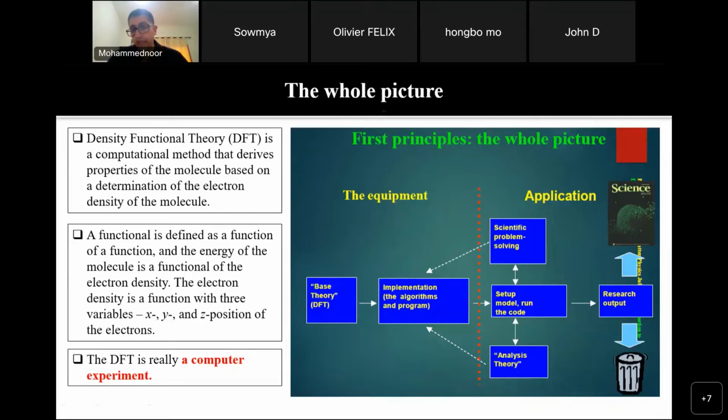So DFT is really a computer experiment. Instead of going to the lab, you can do the experiment using your computer. So we can obtain properties that we normally obtain at the lab. For example, the enthalpy of formation, or the adsorption energy, or the lattice constant, or the reaction rate constant, or the heat capacity, or the entropy, or the diffusion rates, any other properties that can be measured.